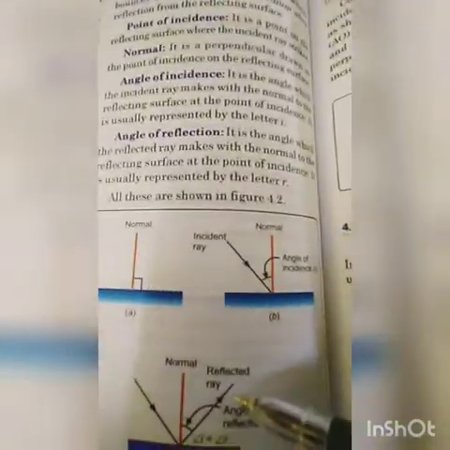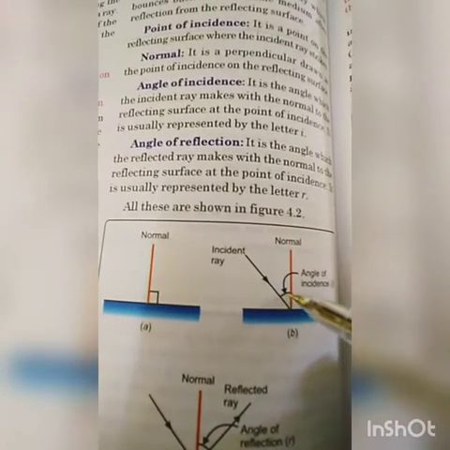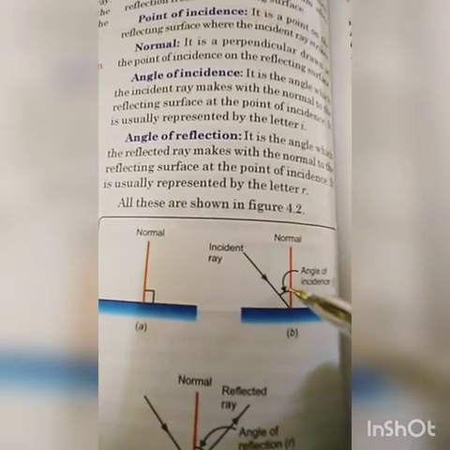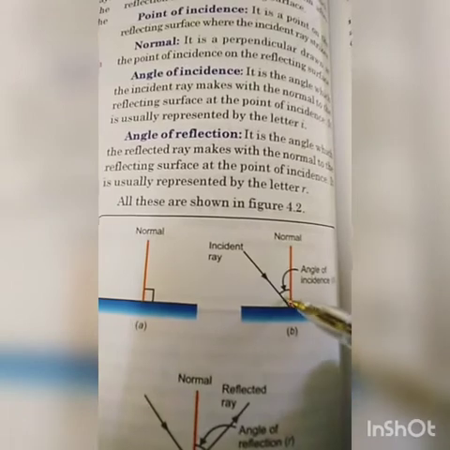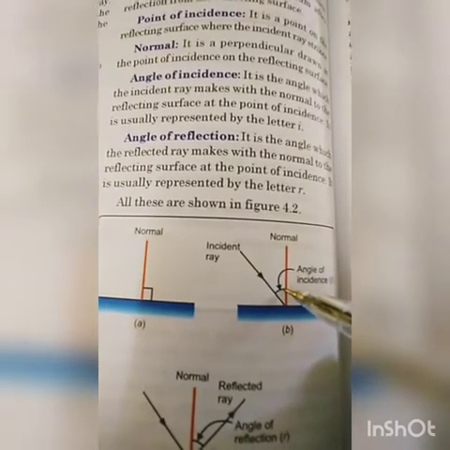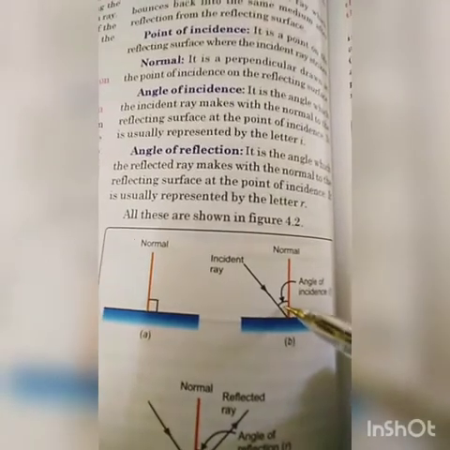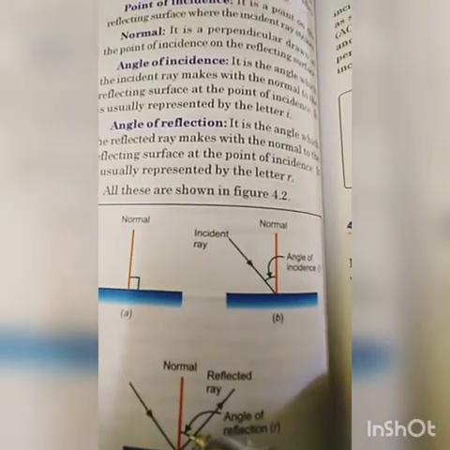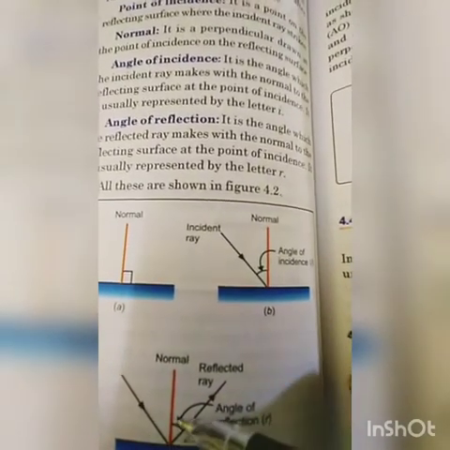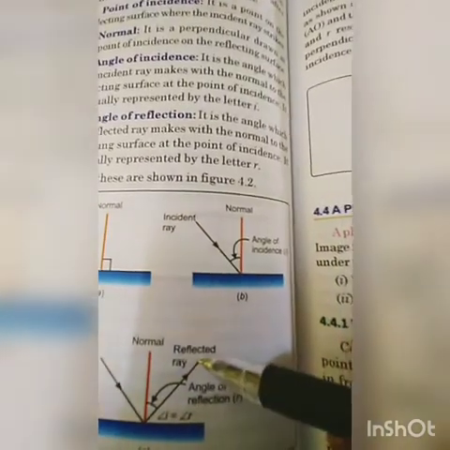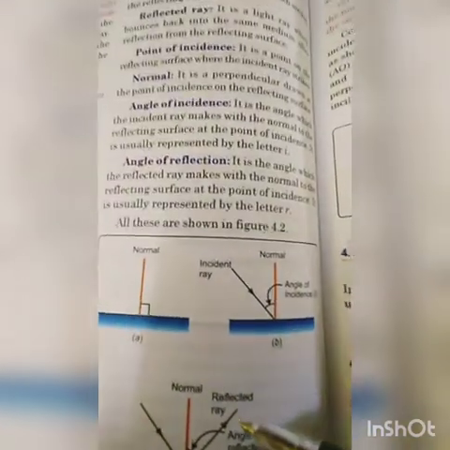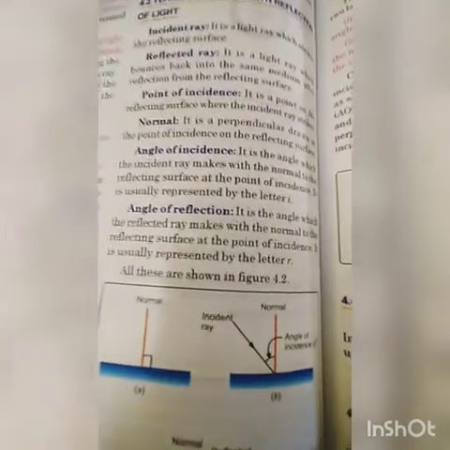Now angles. The angle which is made with the normal and the incident ray, the angle between these two, is called the angle of incidence. Then in the same way, the angle made between the reflected ray and the normal is called the angle of reflection. So these are the terms related.